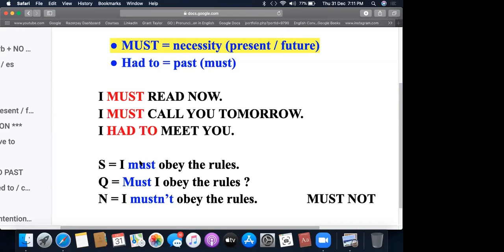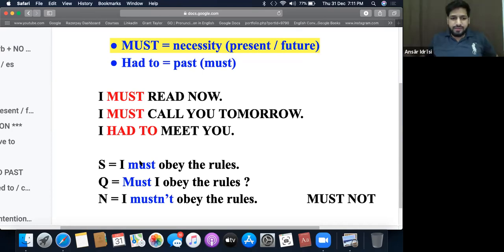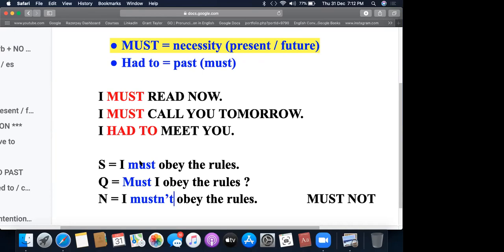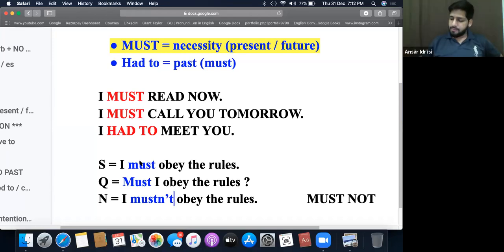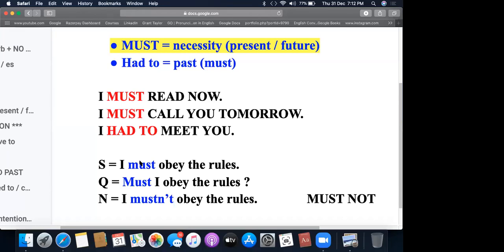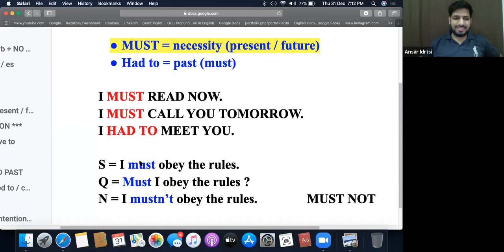You must talk positive. Must you talk positive? You mustn't talk positive. Very good. Positive. Next. You must realize your mistakes. Must you realize your mistake? You mustn't realize your mistake. Yes, Mr. Zubair. You must clear the exam. Must you clear the exam? You mustn't clear the exam. Good. Clear the exam. Next.